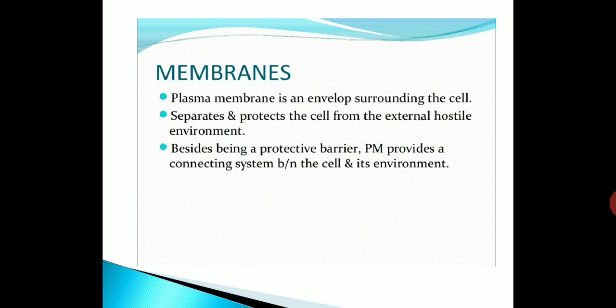Membranes. Plasma membrane is an envelope surrounding the cell, as we know. It separates and protects the cell from the external hostile environment, and besides being a protective barrier, the plasma membrane provides a connecting system between the cell and its environment.